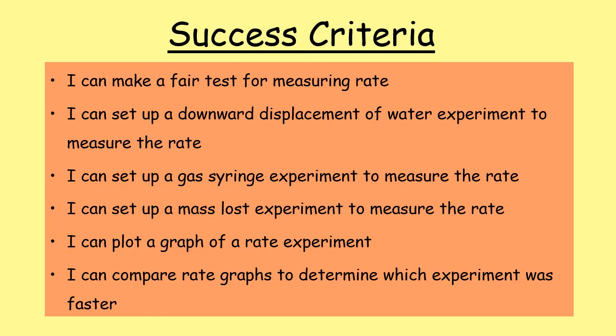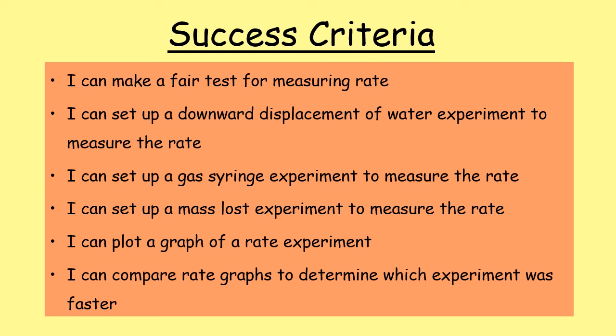So to summarize, you should now know about how to do a fair test for measuring the rate, making sure that you do it reliably and reproduce your results. You've learned how to set up a downward displacement of water to measure the rate. You have learned that you could use a gas syringe instead to measure the rate. You also looked at, instead of collecting the gas, how you could measure the mass lost from an experiment by doing the reaction on a mass balance.